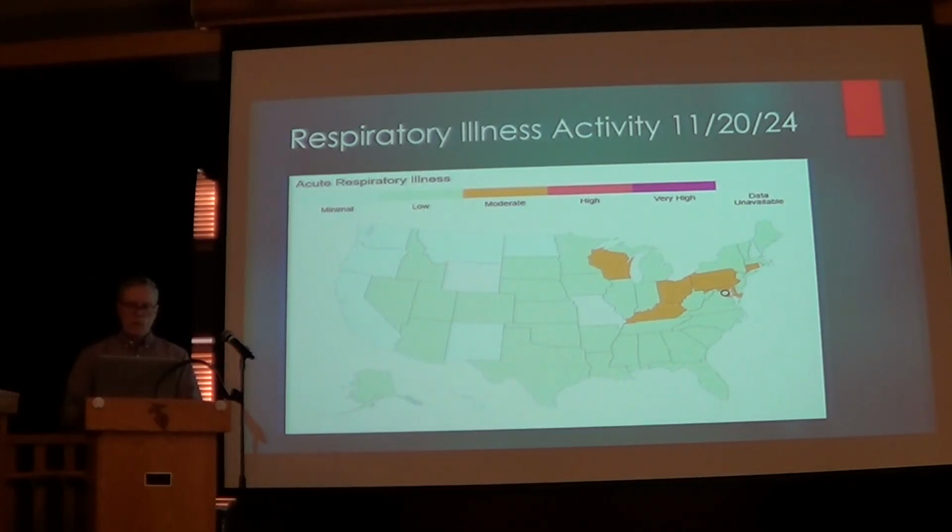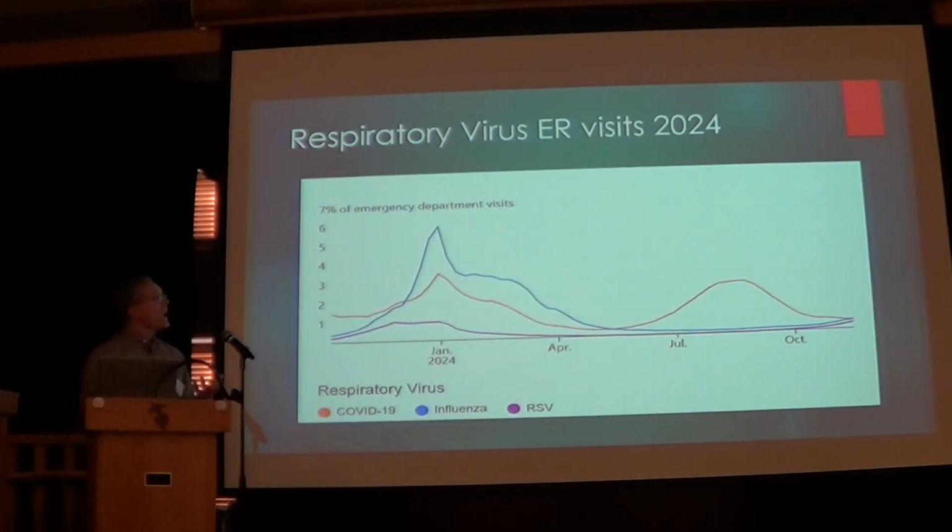And so how do they track these? They look at things like emergency room visits and what kind of viruses are detected during emergency room visits. And as you can see, during the past year, in 2024, during the winter, you have flu, COVID, and RSV. And this is what we just got through here this past August. That's COVID that tended to peak in the summertime.